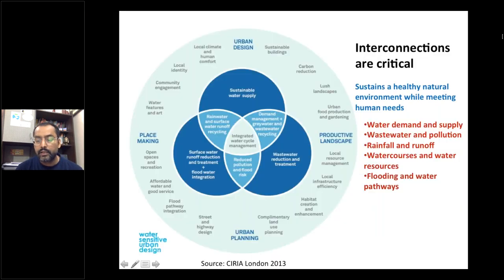So interconnections are very critical. You have to connect many things together to make urban sensitive, water sensitive urban design. The place making is very important. How do you make the flood pathway? How do you integrate storm runoff and give a kind of bio retention to the connected corridors? How do you design the street and highways? Then urban design in terms of the climate, the identity and the vitality and all those things, the element of design that I talked about.